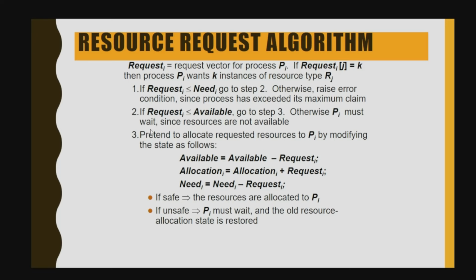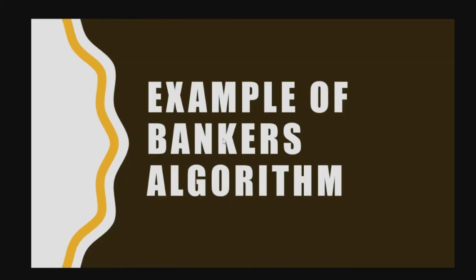This one is based on step number 2. So available equals available minus the request, allocation equals allocation plus the request, and needs equals needs minus the request. So if safe, then the resources are allocated to the process. If unsafe, then P must wait and the old resource allocation state is restored. So these are the steps.